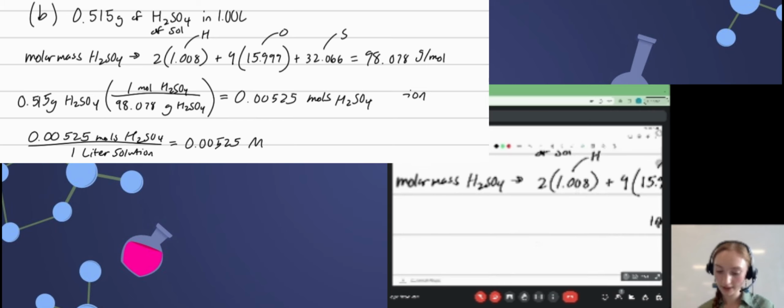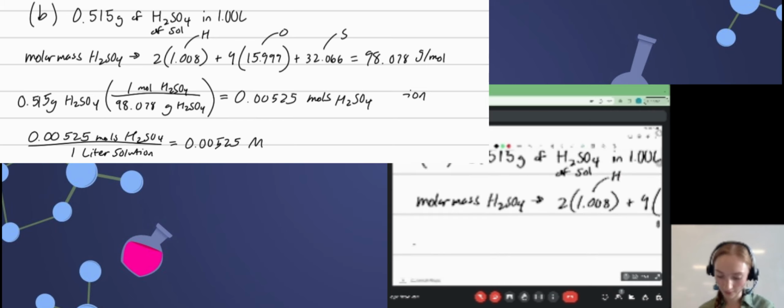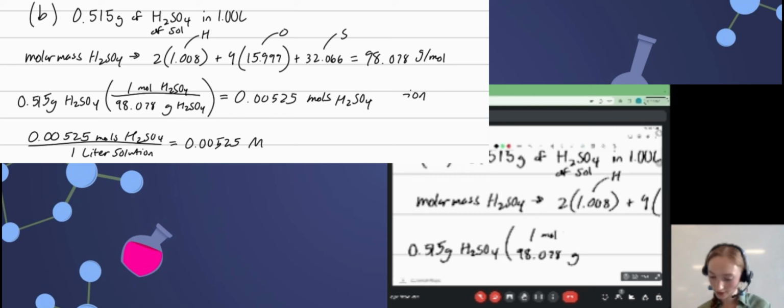So since we have the 0.515 grams of H2SO4, we're going to use that molar mass, and we have 98.078 grams per 1 mole of H2SO4.